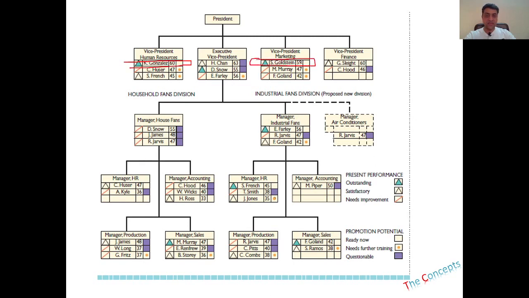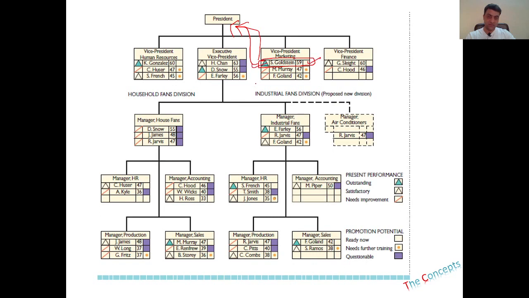But let's see, we have another indicator, which is this 59 and 60. Consider that this is the age of the employee. Let's suppose your retirement policy says that you have to retire a person at the age of 60, and this person is already in the 60th year. So you have to see who is a possible potential candidate for the president's position. If we look at these two people, I think this person will be able to be promoted to the president level because he has the age of 59, he is ready to be promoted, and he has the outstanding performance.